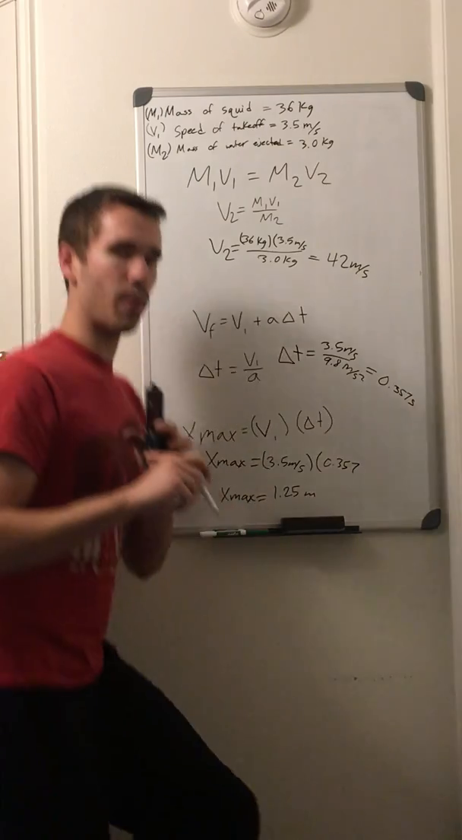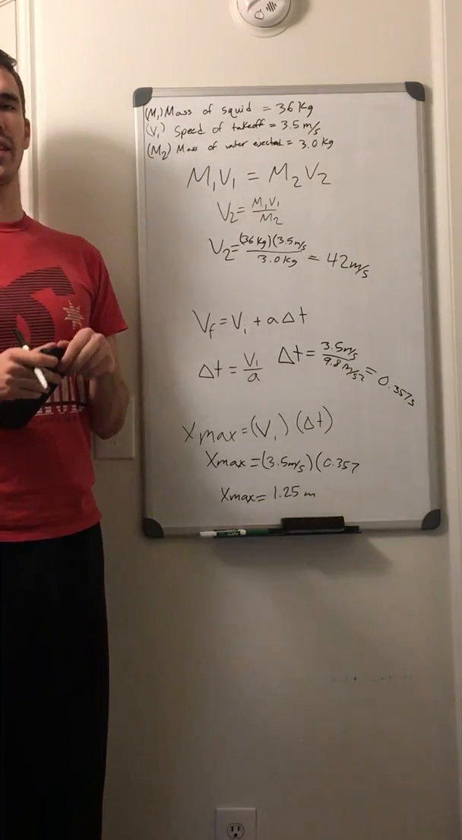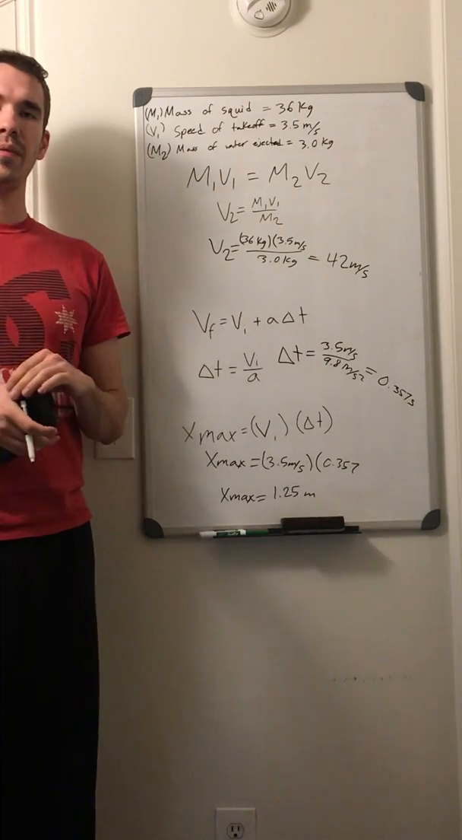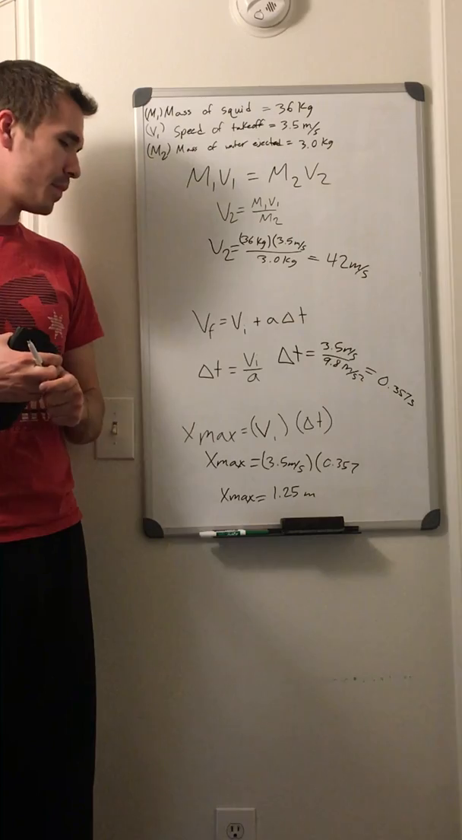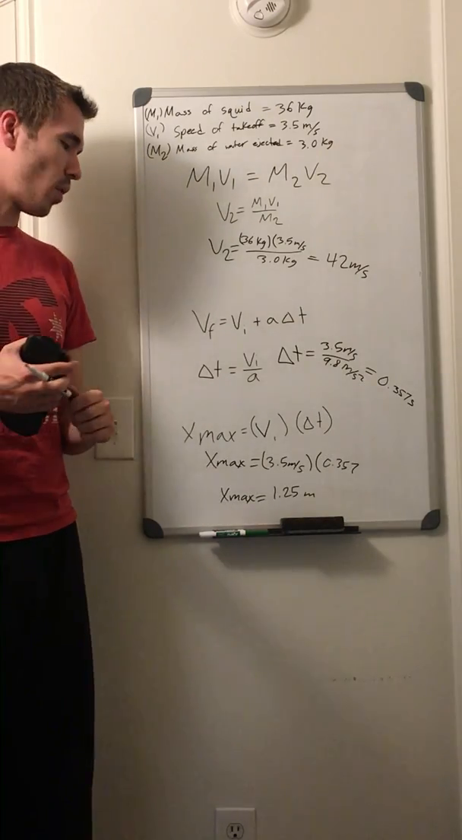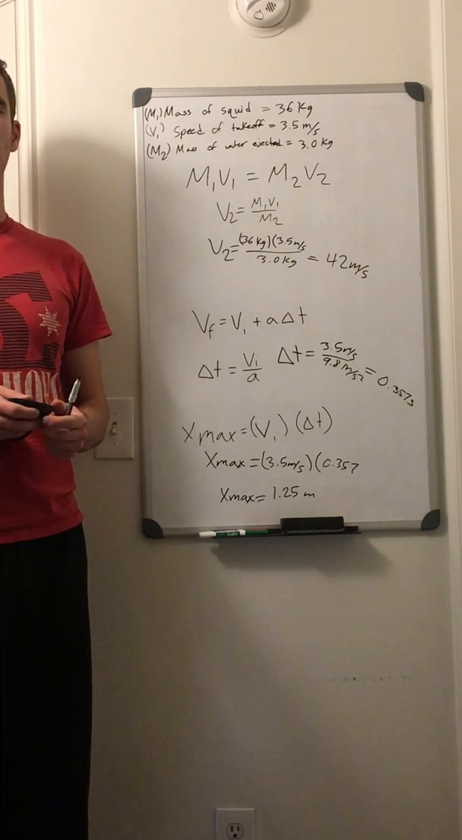So the answer to part B is the max horizontal range that the squid can achieve before it splashes back down into the water, which would be 1.25 meters. And that's how you'd solve this question.